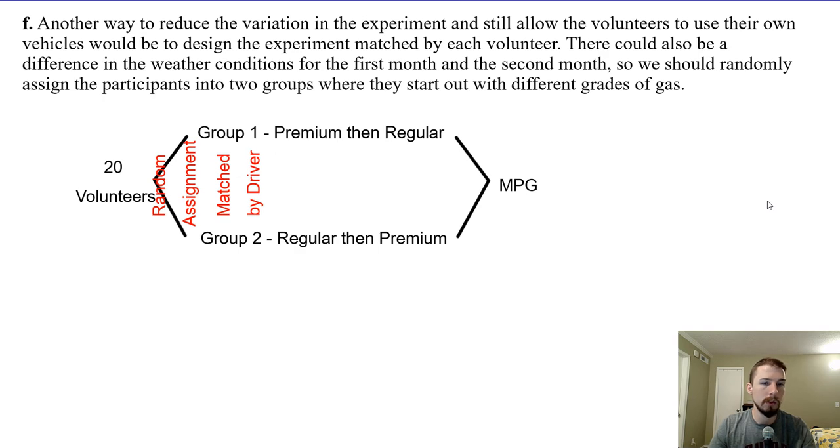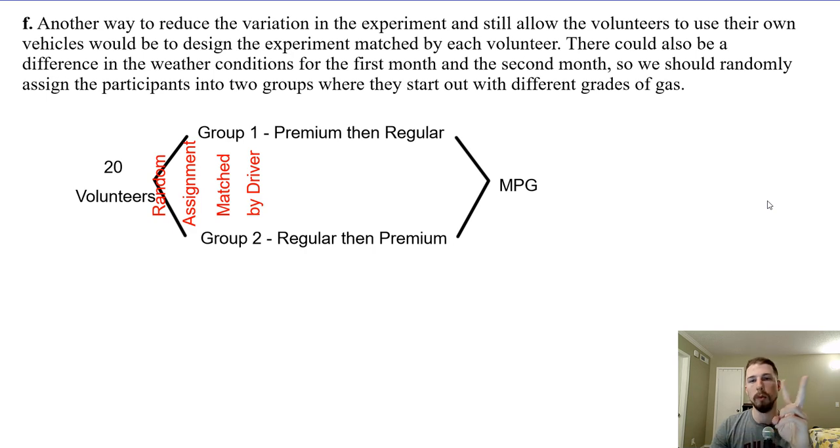And the way to reduce the variation in the experiment, while still allowing the volunteers to use their own vehicles, would be designing an experiment matched by each volunteer. So this is using a matched pairs design, which we like to use with observations because we're matching up people in similar demographics or categories to see if we can reduce variation and isolate some of the variables. So we're going to run the same experiment with the same person twice. They're the same vehicle, same person running premium then regular, and then regular then premium.